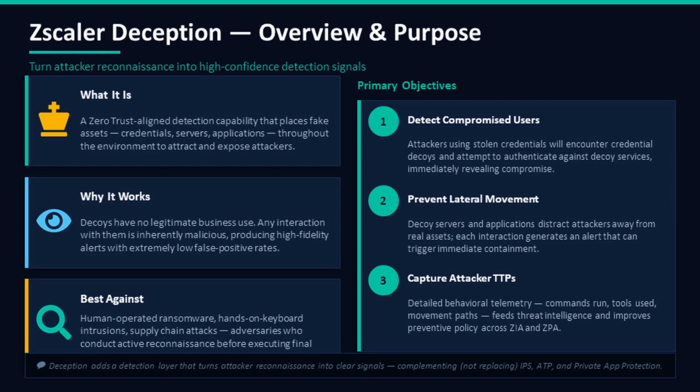Detailed behavioral telemetry about what attackers do inside the environment is invaluable for improving preventive controls and hunting for similar activity. Deception is particularly effective against human-operated ransomware, the kind where a skilled attacker manually navigates through an environment over hours or days before deploying their payload. Those attackers do reconnaissance. They enumerate services, look for credentials, test access paths. Every one of those reconnaissance activities is an opportunity for deception to catch. And critically, deception does not replace preventive controls like IPS, ADP, or private app protection. It adds a detection layer that converts attacker reconnaissance into high-confidence signals.